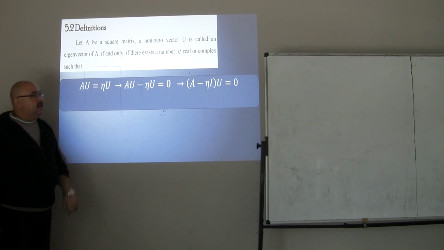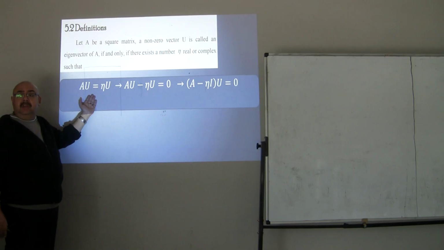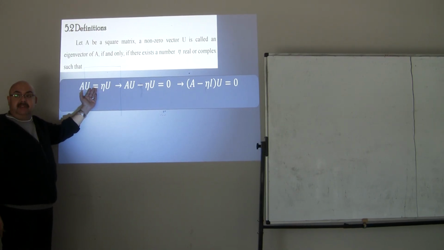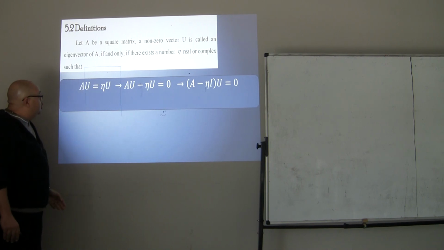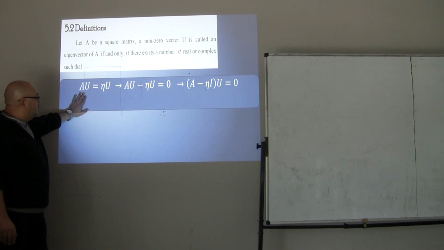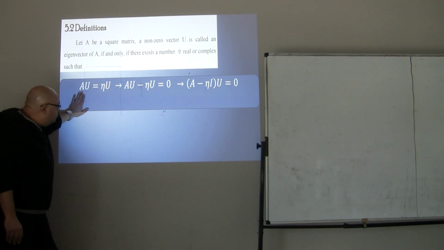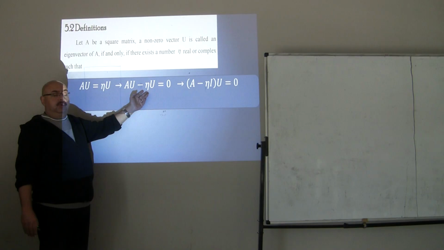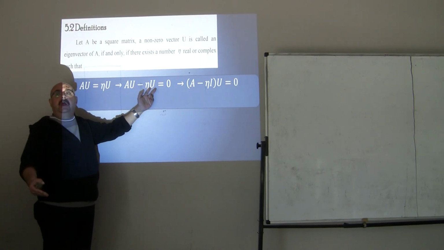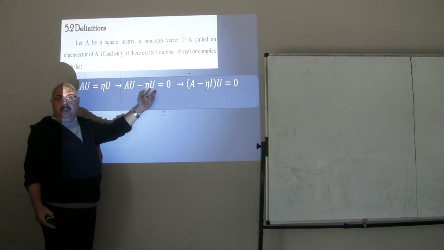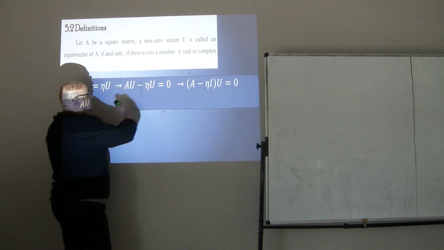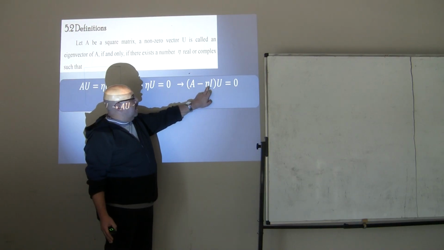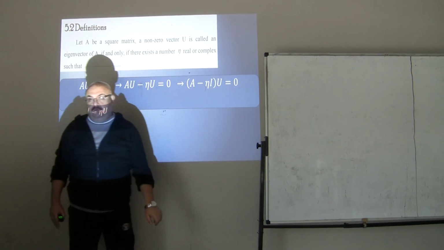Are you with me? Okay, how to solve this equation? It's very, very simple, Ziad. All I have to do is to move this to the other side. So if you move eta u to the right-hand side, on the left side you will have Au minus eta u. If you take u as a common factor, according to the matrix properties, you will end up having (A minus eta I) times u equal to 0.